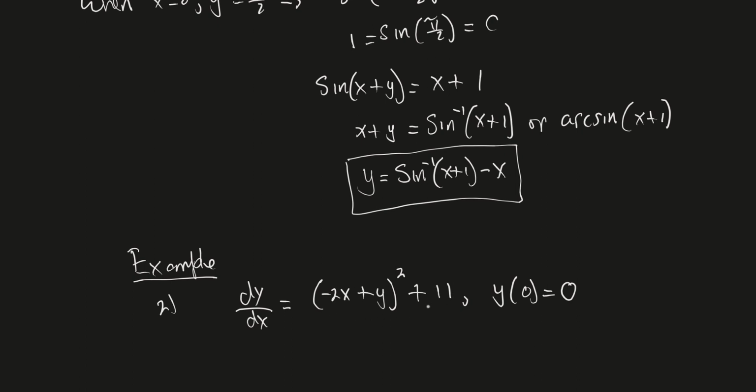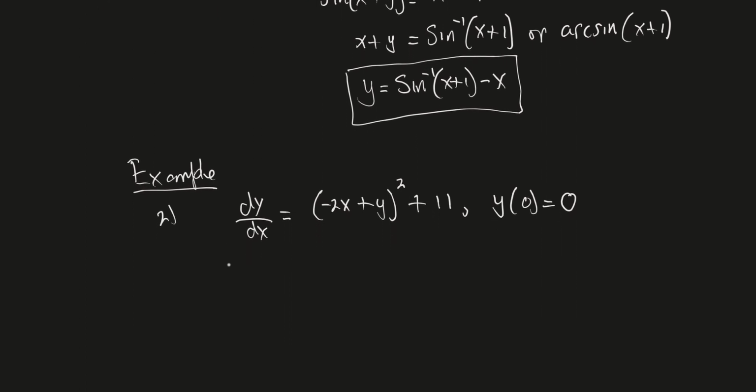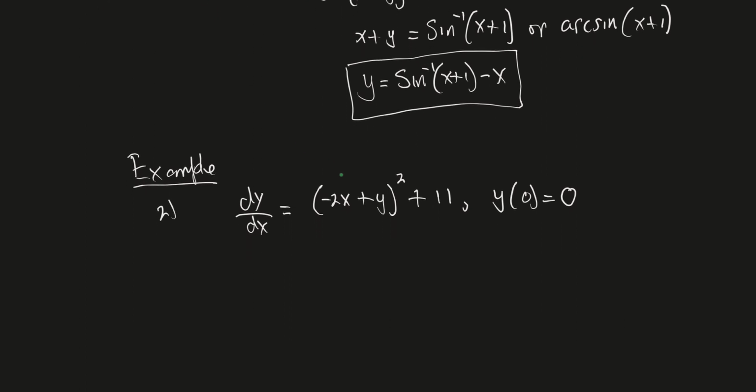Again, this is definitely not separable. We have a sum of x plus y being squared, so it's definitely not linear. And the question is, how do we go about solving this? Well, what we do recognize is this inner function again, this negative 2x plus y. So we're going to let that be our u, go through our process, and see if we can convert this into one that is separable.